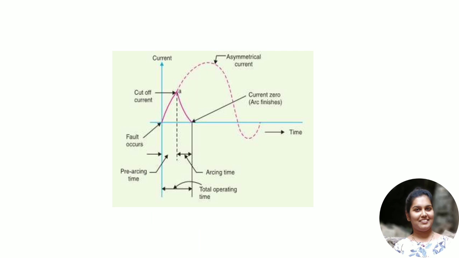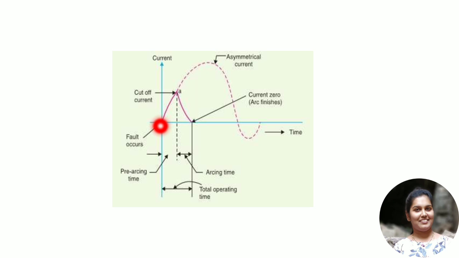So this is a graph which represents all the parameters we have discussed right now. In this we can see a waveform, which is the faulty waveform. This faulty waveform is an asymmetrical type of current, so the positive half cycle and the negative half cycle are not the same. Suddenly a fault has occurred, at the 0 position, or at 0 degrees.